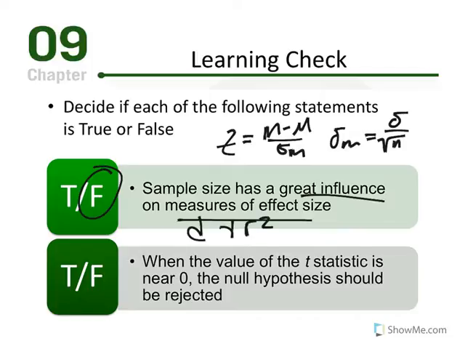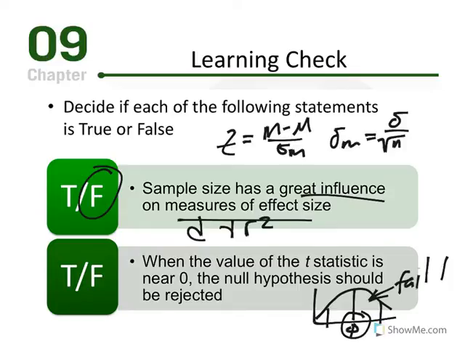Next, when the value of the t-statistic is near 0, the null hypothesis should be rejected. So again, we have our distribution. t in the center is equal to 0, meaning that there's no difference, no effect size. So if we're near 0, that would mean we would fail to reject. We want our values to be very different from 0, out in the tails. So this statement would be false as well. When the value of a t-statistic is near 0, we would fail to reject the null hypothesis, not reject it.